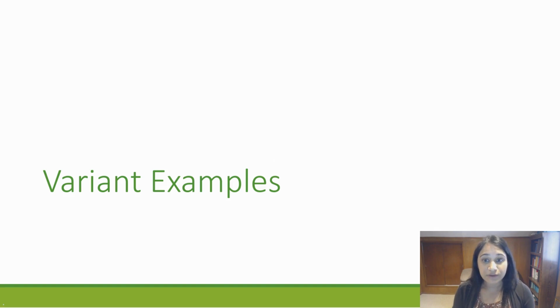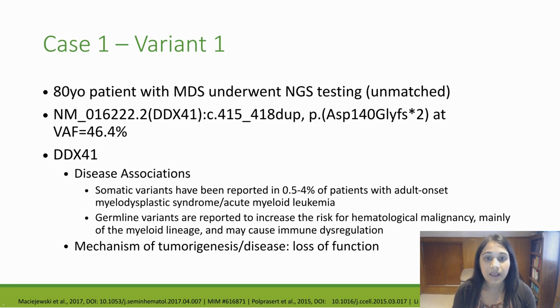Sometimes the best way to learn a new method is to go through examples. I've picked a few variants to demonstrate application of the rules, and will compare the classifications with other methods. In the first case, an 80-year-old was diagnosed with myelodysplastic syndrome and underwent NGS to help guide therapy and provide prognostic information. A frameshift duplication in DDX41 was identified in the patient.